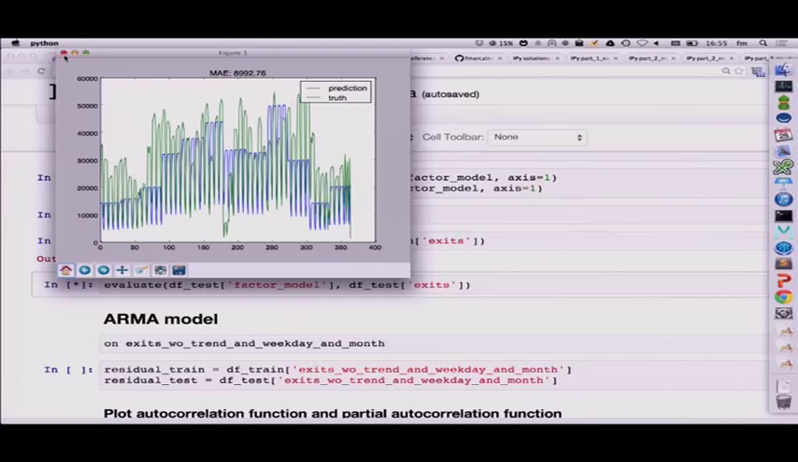So if you're talking to your customer and mail order and everything, this forecast quality is not very handy. You don't know what the number means. So 9,000, what can you do with that? So it's just divided by the mean number of exits and you get something relative.